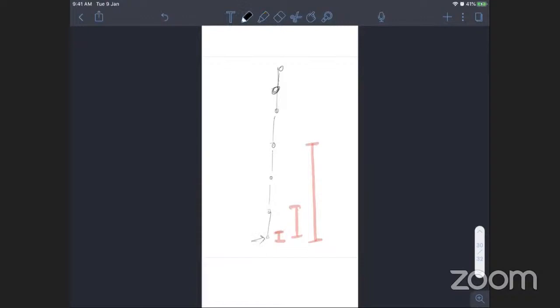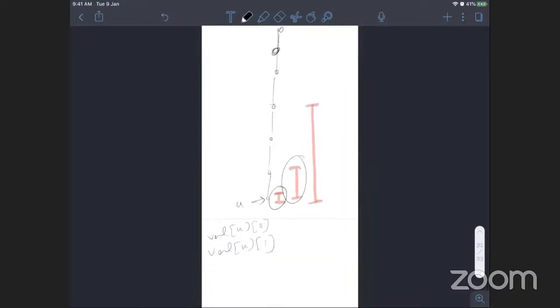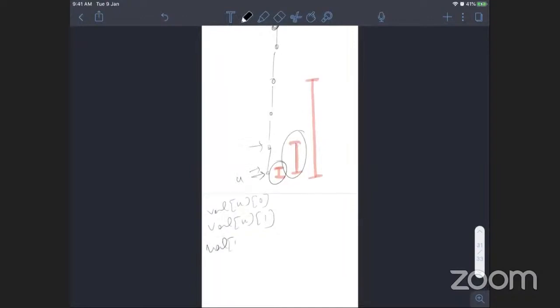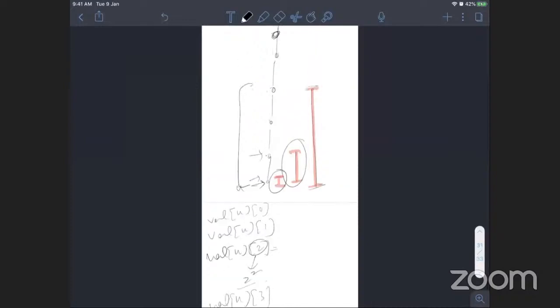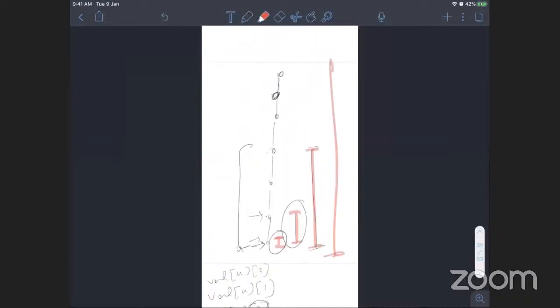So let's say he's u, then val u0 denotes the max in this range. Val u1 denotes the max in this range, meaning this guy and this guy, whatever the maximum value you're getting. Val u2 denotes the max in 4 guys, since 2 means 2 to the power 2. So this guy, this guy, this guy, this guy. Val u3 will denote the max in 8 guys: the 4 guys, 5th guy, 6th guy, 7th guy, 8th guy. So up till here.